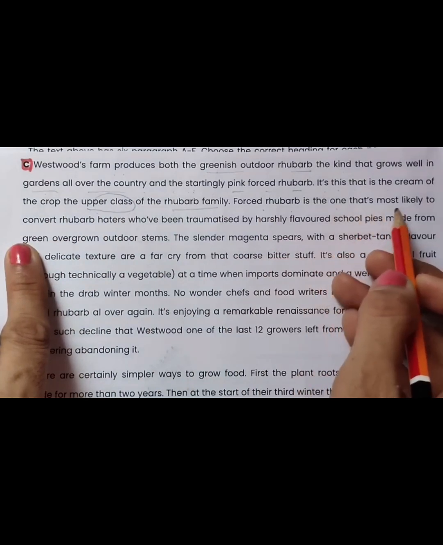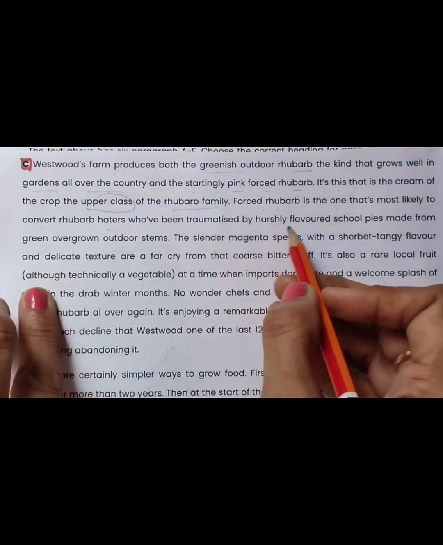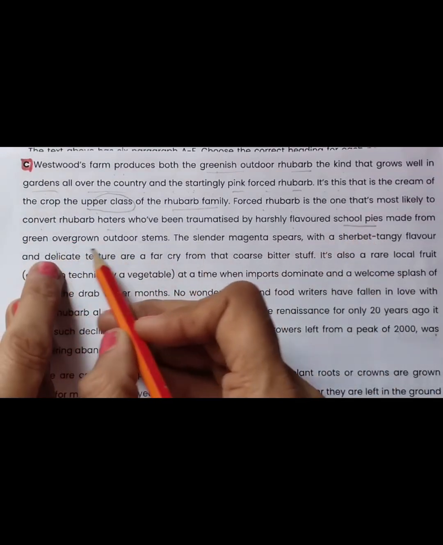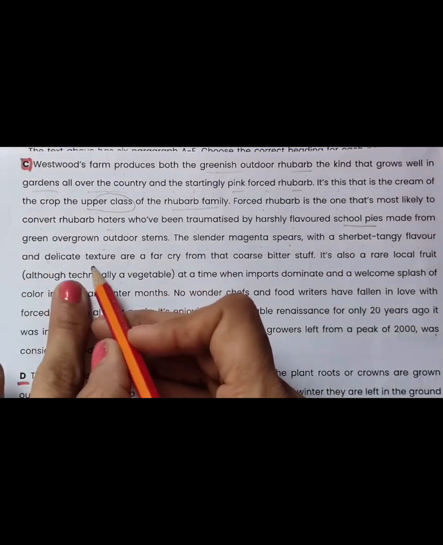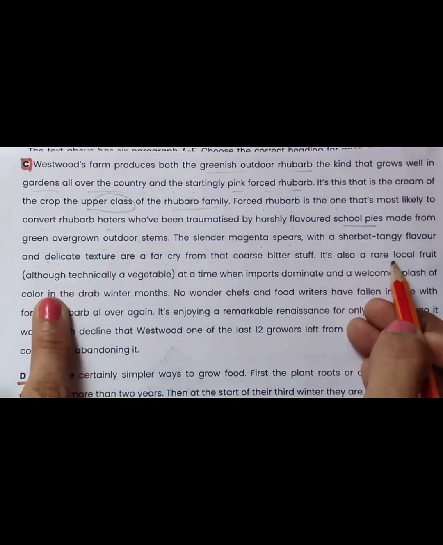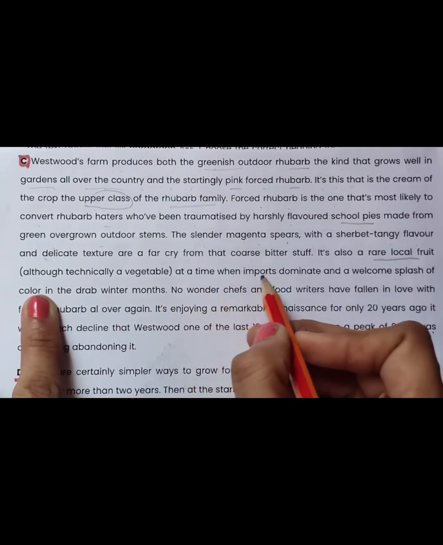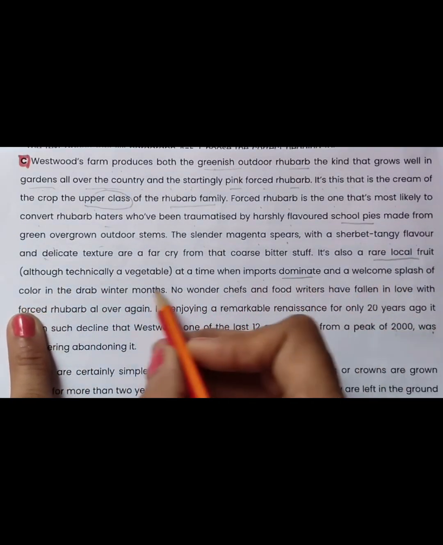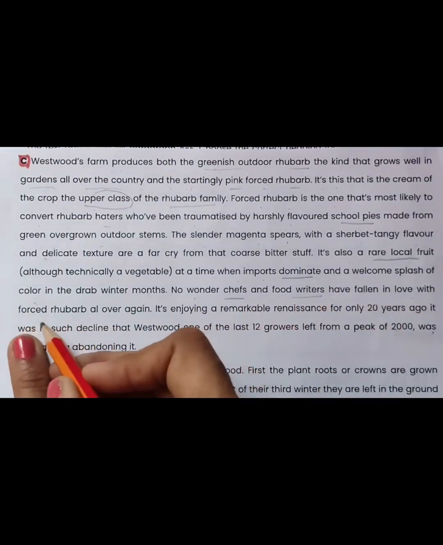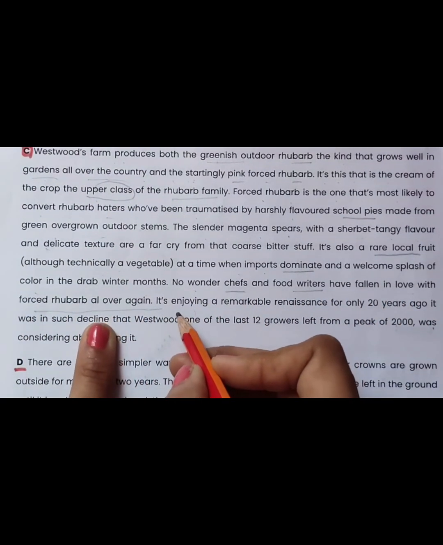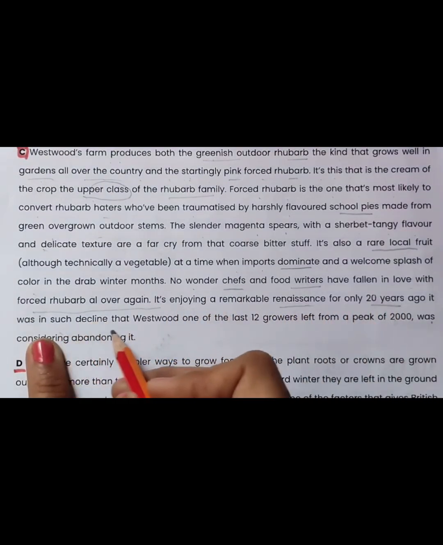Forest rhubarb is the one most likely to convert rhubarb haters who have been traumatized by harshly flavored school pies made from this. The slender magenta appears with a sherbet tangy flavor. It is also a rare local fruit, although technically a vegetable, at a time when imports dominate, and a welcome splash of color. No wonder chefs and food writers have fallen in love all over again. It's enjoying a remarkable resonance, for over 20 years ago it was.